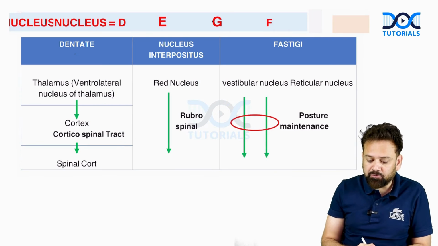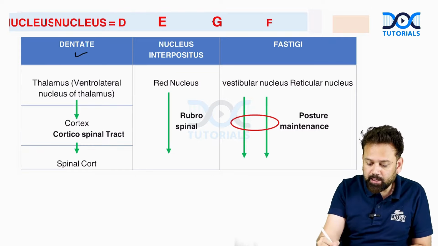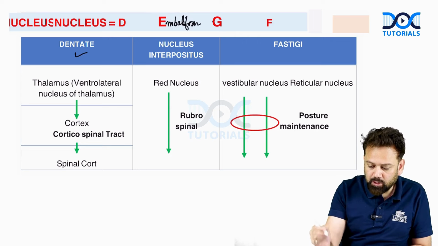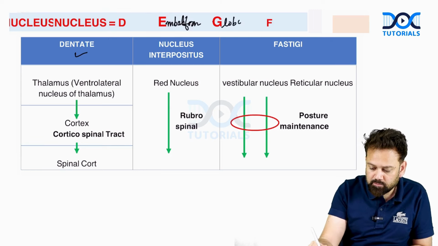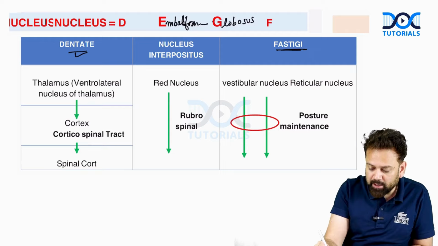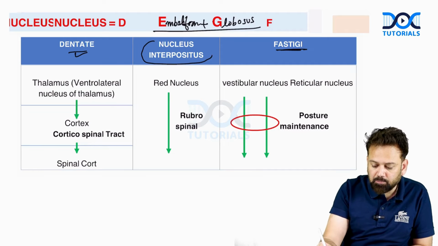Now, deep nuclei are four. Purkinje cells inhibit the deep nuclei. Dentate, emboliform, globosus, and fastigii. But emboliform and globosus will combine together to form the nucleus interpositus.